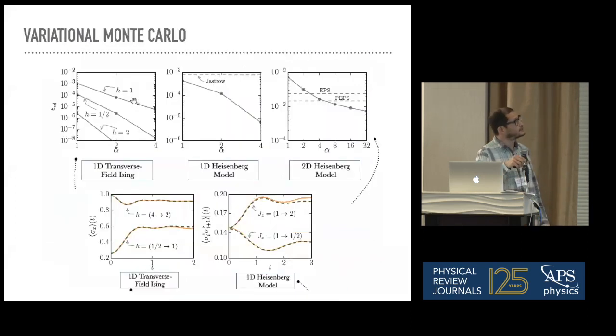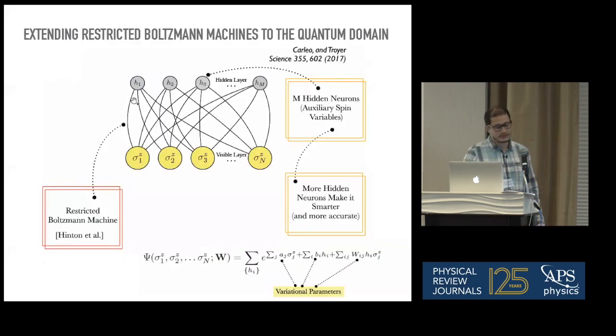And then, using variational Monte Carlo, Giuseppe and Matthias Troyer showed that they can get pretty accurate ground states of some simple quantum many-body systems, like the transverse-field Ising model and the Heisenberg model, including the Heisenberg model in 2D. And he got really accurate results even at the critical point, for instance. And so here, this is the error in the ground state calculation as a function of the number of variables H.